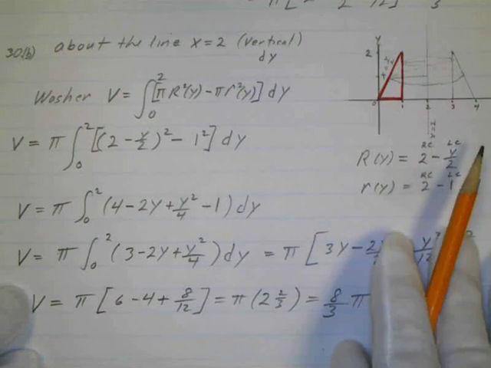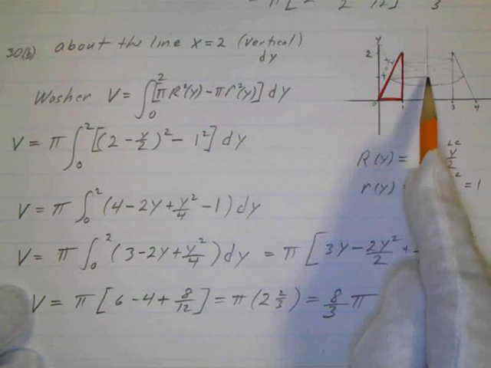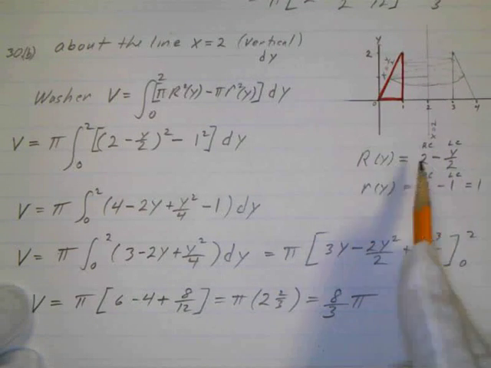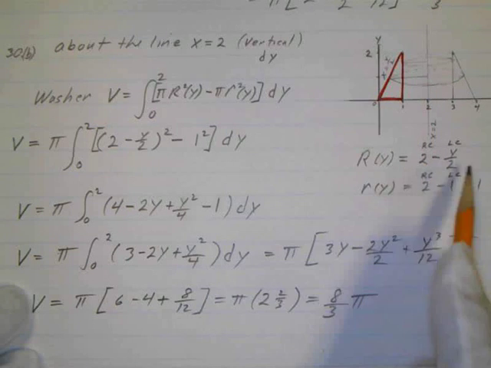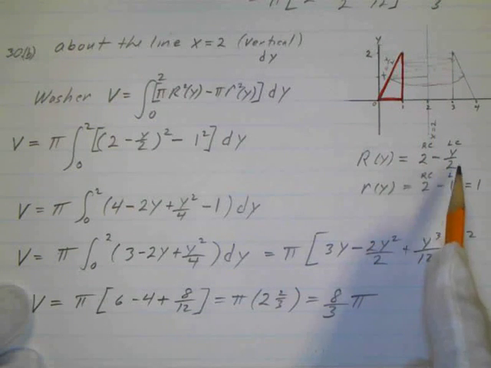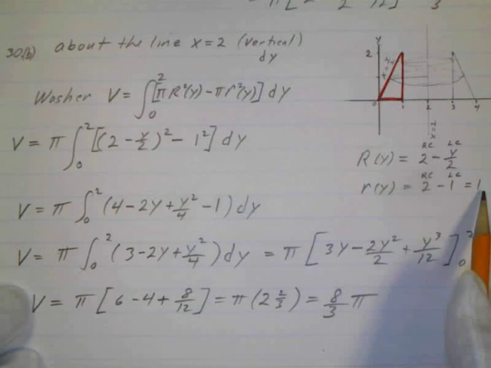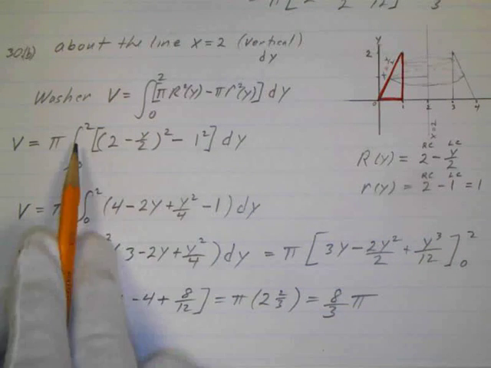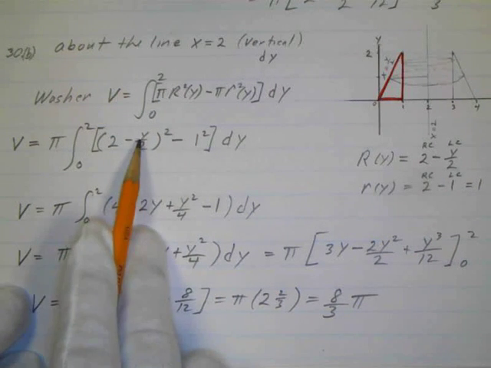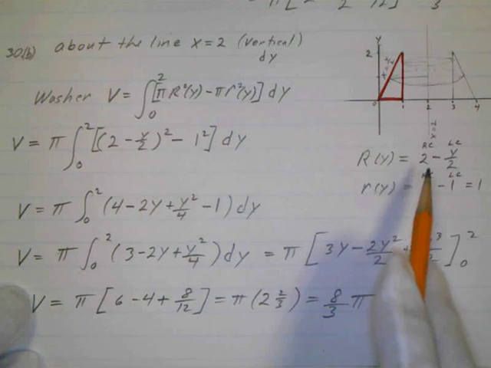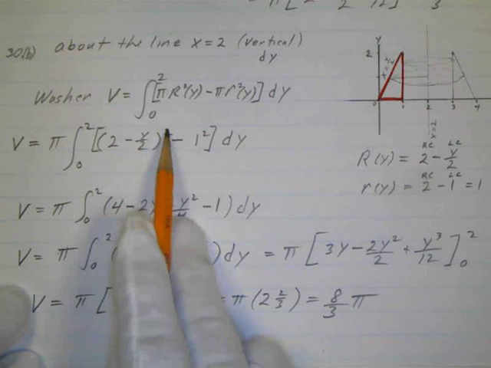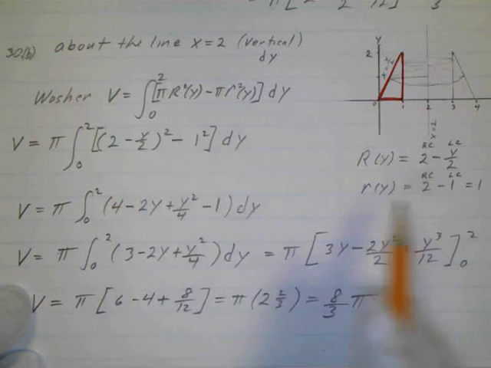So what's this large radius, the big R? Well, that's going to be, again, the right curve minus the left curve. The right curve is 2, and the left curve, again, is y over 2. And the small radius, the inside, is going to be the right curve minus the left curve, and the right curve is 2, and the left curve is 1. So just 2 minus 1, which is 1. So that's going to be my small radius. So I just substitute those in over here. So this is my big R, my big radius: 2 minus y over 2, squared, minus the small radius.